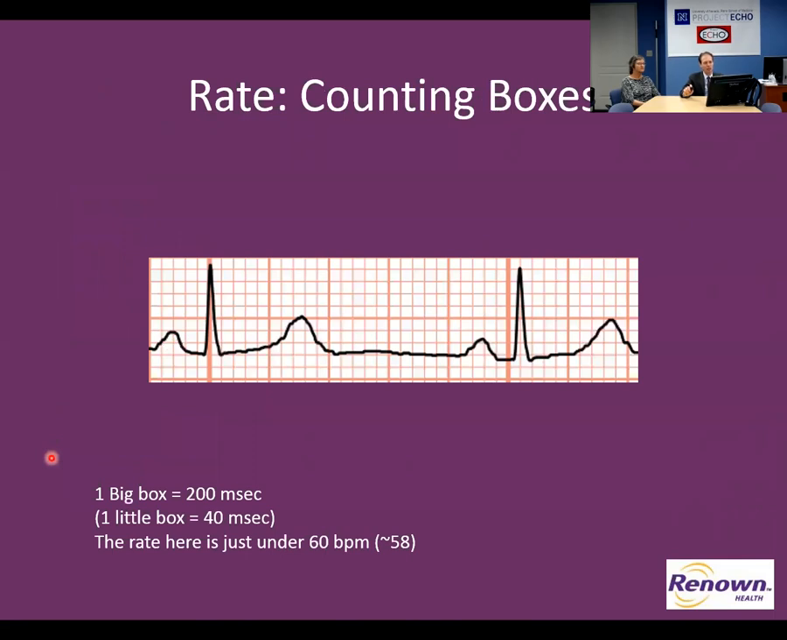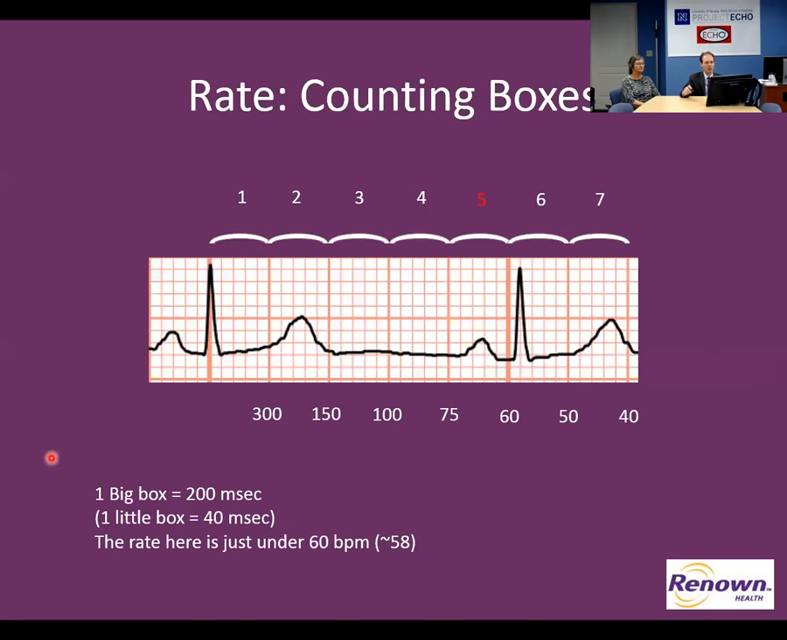When you have a sinus rhythm or a regular rhythm, you can count the big boxes in order to get the heart rate. If you had QRSs separated by only one big box, that's a crazy fast heart rate, 300 beats a minute. 2 would be 150, and 3, 100. 4 is 75. 5 is 60. 6 is 50, and 7 is 40. So you just count big boxes and go down like that.